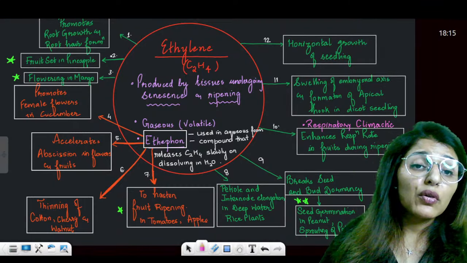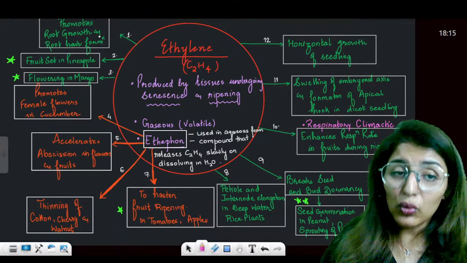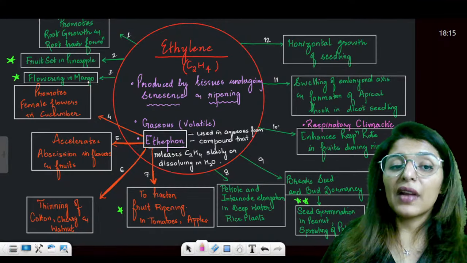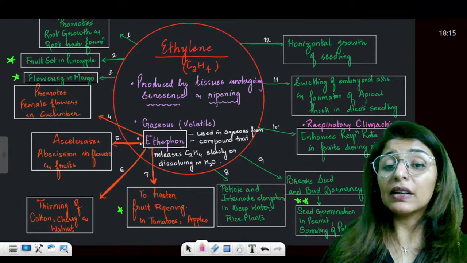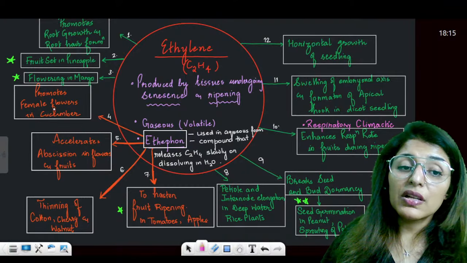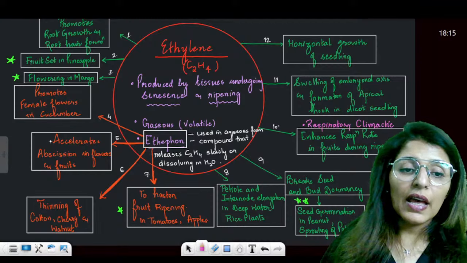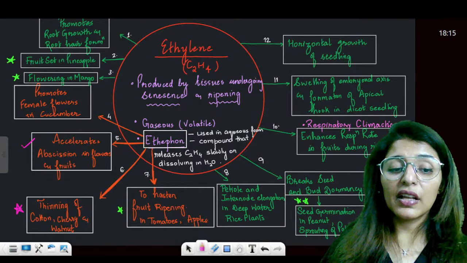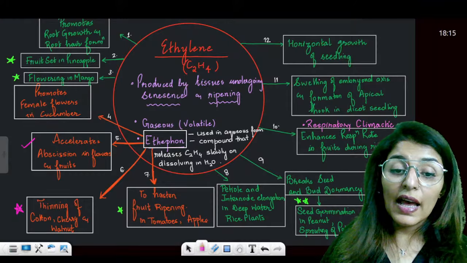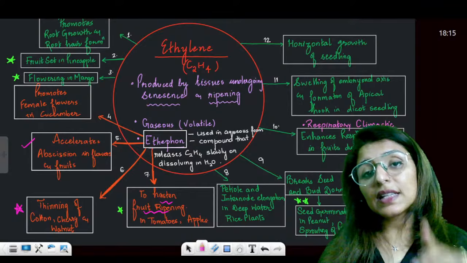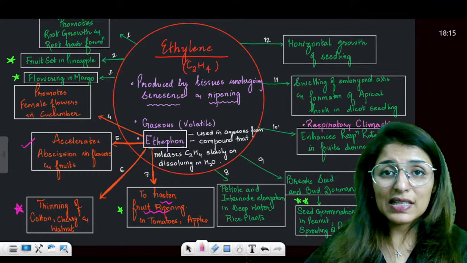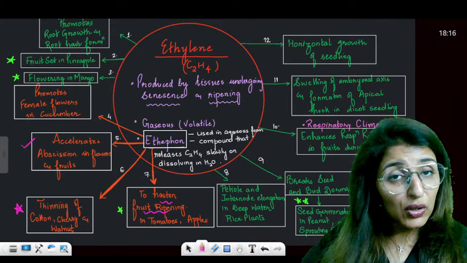And now, guys, moving on, it promotes root growth and root hair formation. Fruit set in pineapple, causes flowering in mango. Then particularly for ethephon, it is written, it promotes female flowers in cucumber, accelerates abscission in flowers, then thinning of cotton. This is important. Thinning of cotton, cherry and walnut, hasten the fruit ripening. See, which hormone is responsible for hastening the seed maturation?